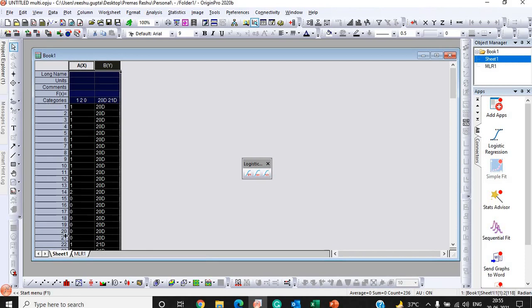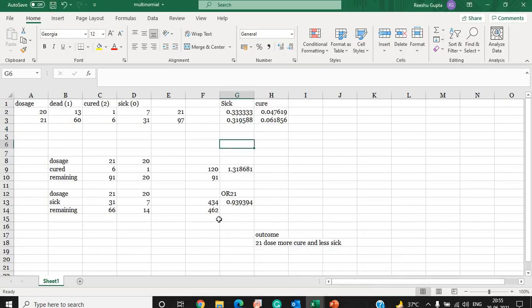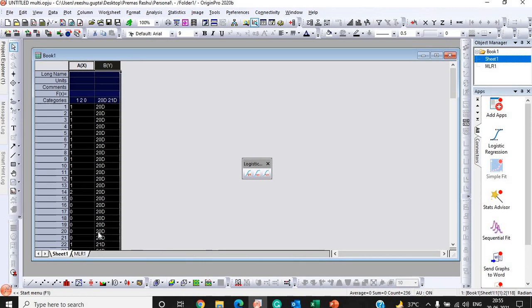How many? Is this number 0? 0 is sick. Sick are 7. So 7 are going to be the same, and 2 is for cure. So these many are dead: 13, 1 is cure, and the 7 are sick.